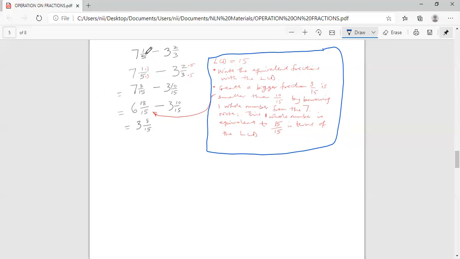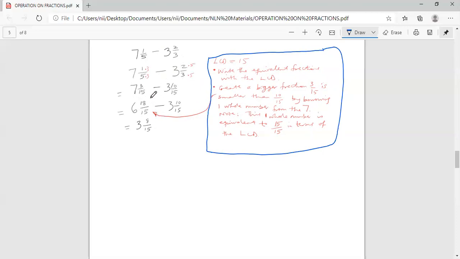So if you write the fractions as equivalent fractions with the LCD, the LCD is 15. So we need to multiply 5 by 3 to get 15. Whatever I do here, I multiply this also by the same number 3. So I get 3 out of 15. Fraction 2 over 3, equivalent fraction with LCD of 15: 3 times 5 is 15, multiply 2 by 5, that is 10. So I have 10 out of 15.